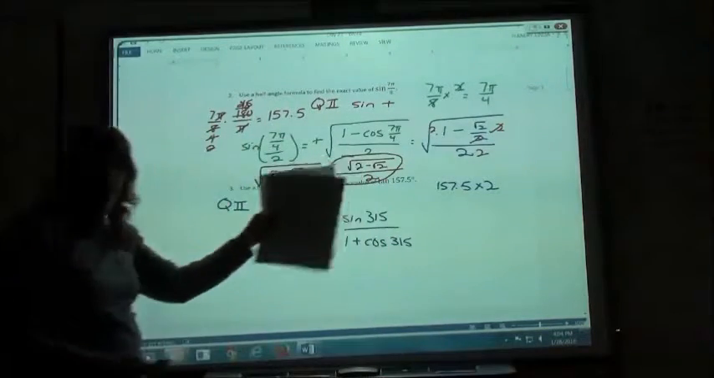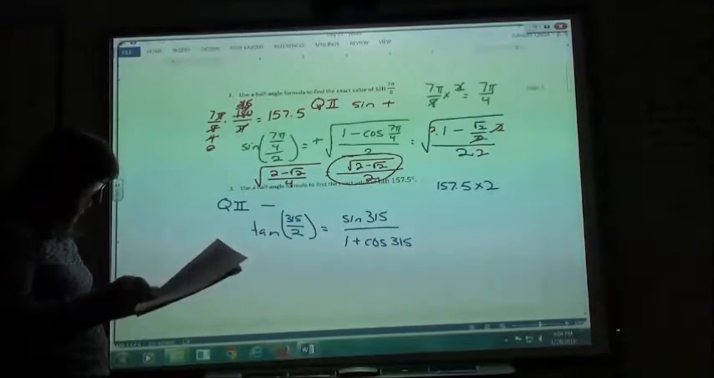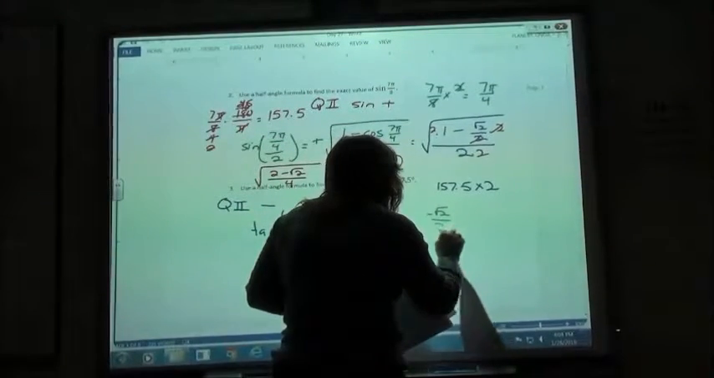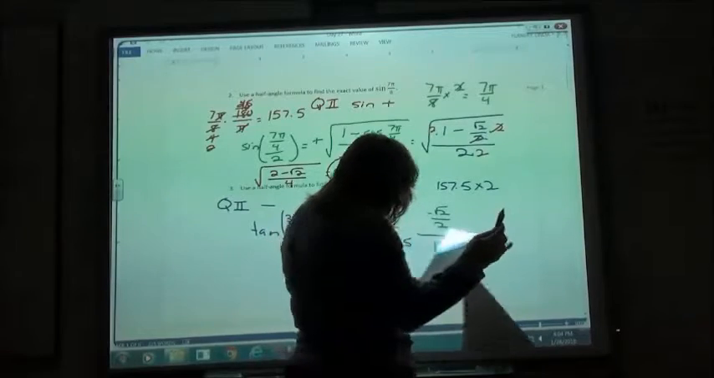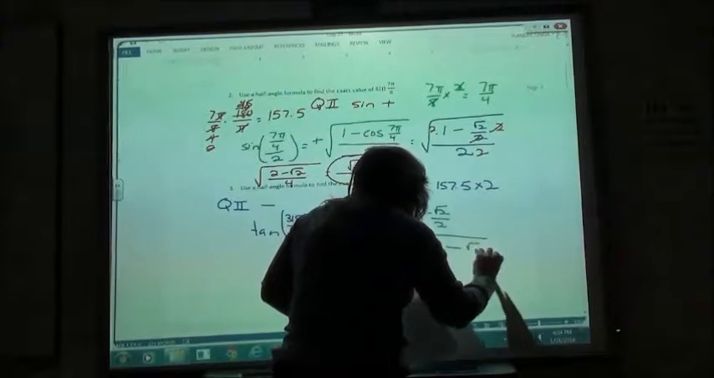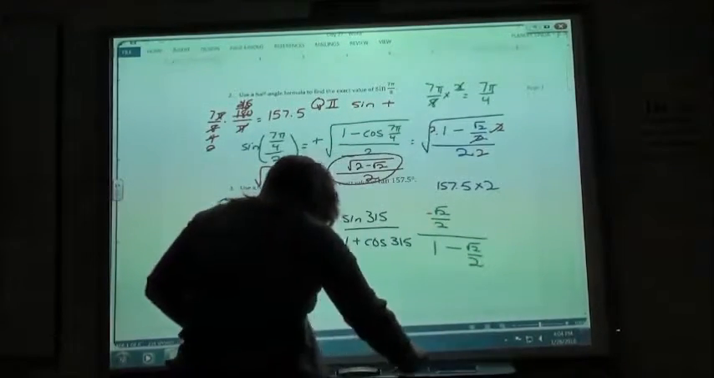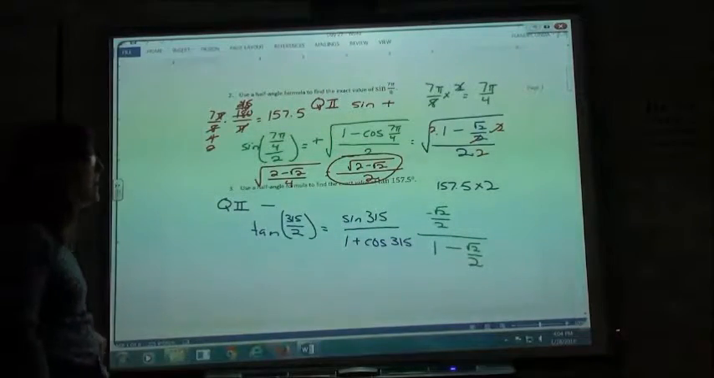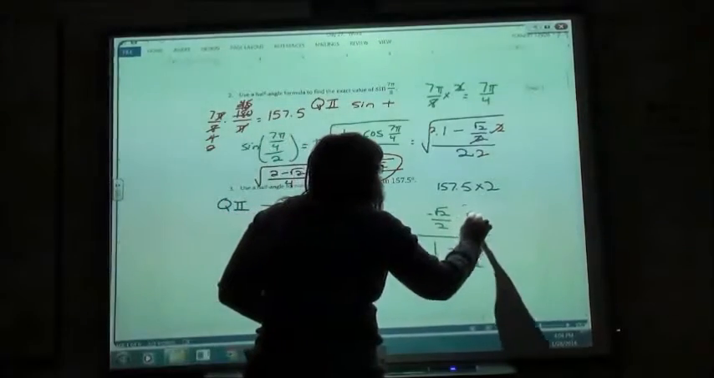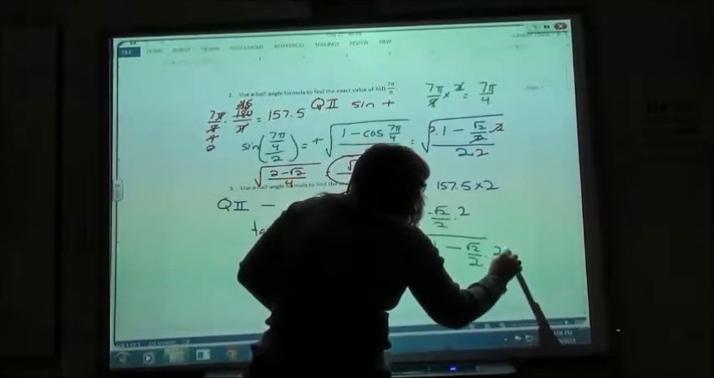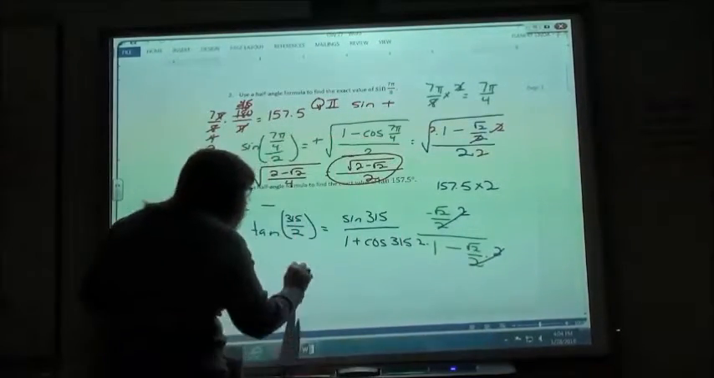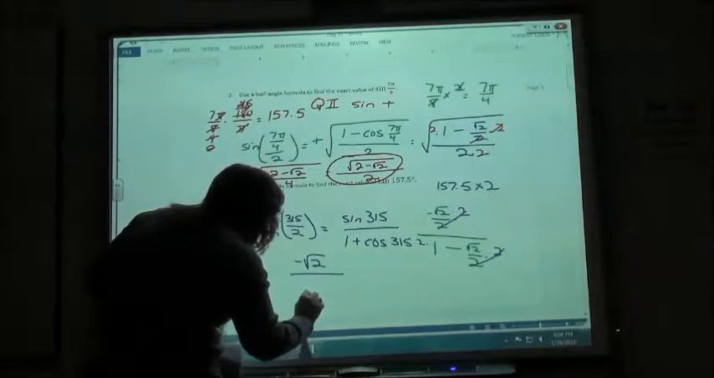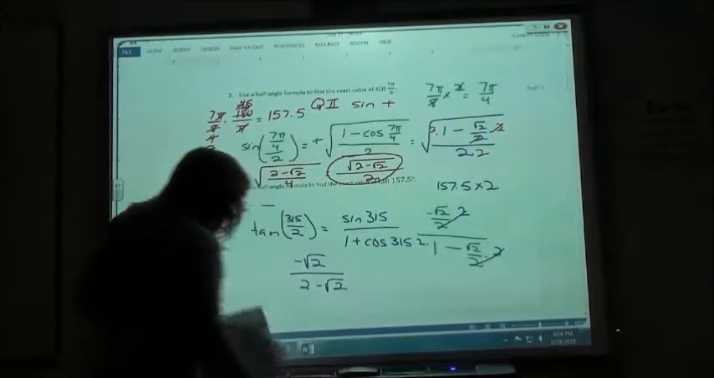So again, back to my reference sheet. For 315, my sine is negative square root of 2 over 2. And then 1 minus my cosine is a positive square root of 2 over 2. And I'm going to simplify that. Again, since I've got those fractions in there, I'm going to get rid of the fractions by multiplying everything times 2. So I can cancel my fractions. I'm going to get negative square root of 2 over 2 minus the square root of 2.